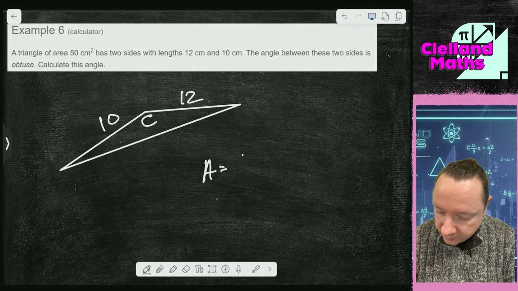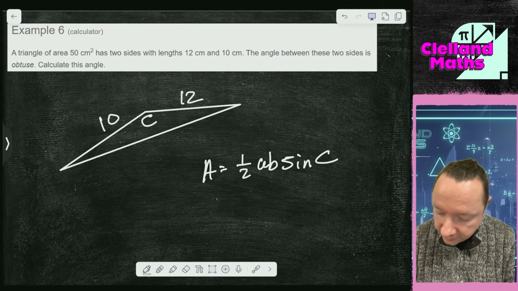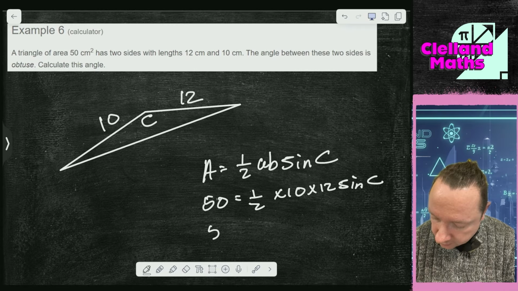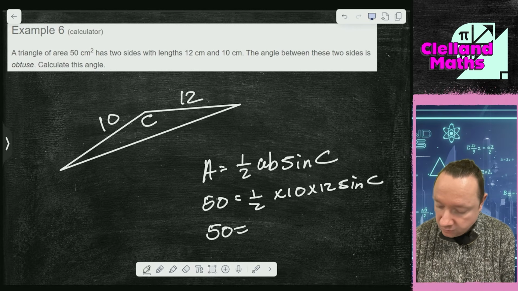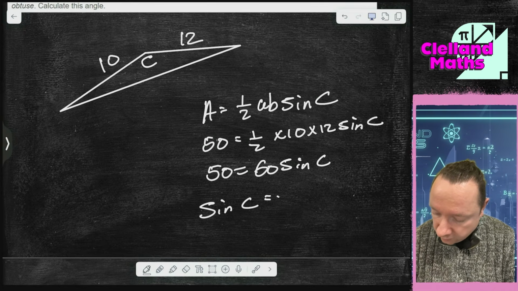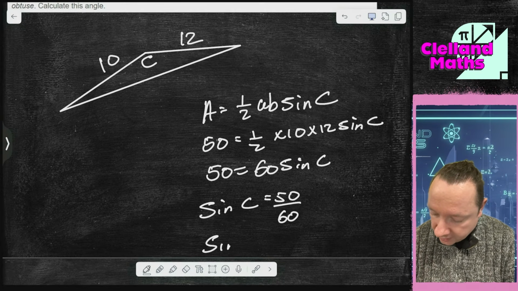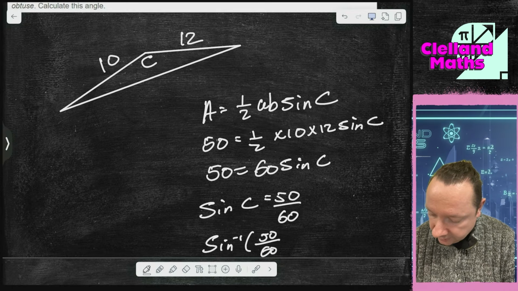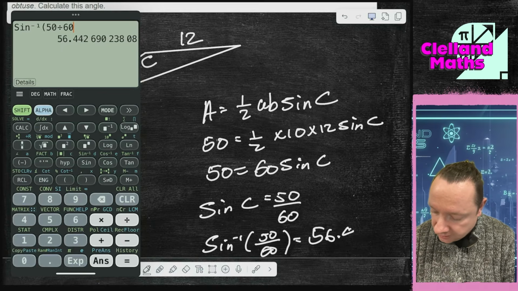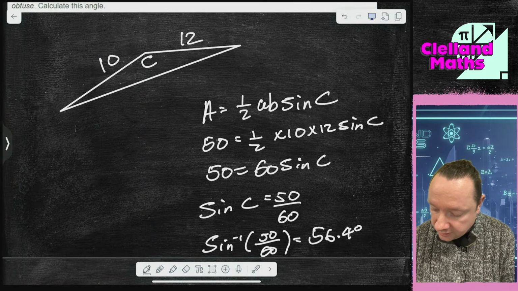So area is a half AB sine C again. I'll do the full work for it. 50 is a half AB times 10 times 12 sine C. So 50 equals a half of 10 is 5 times 12 is 60 sine C. So sine C is still 50 over 60. So if I do the inverse sine of 50 over 60, I get an answer which we've already done before, 56.4 degrees. But that is not C, because it says in the question it's obtuse.